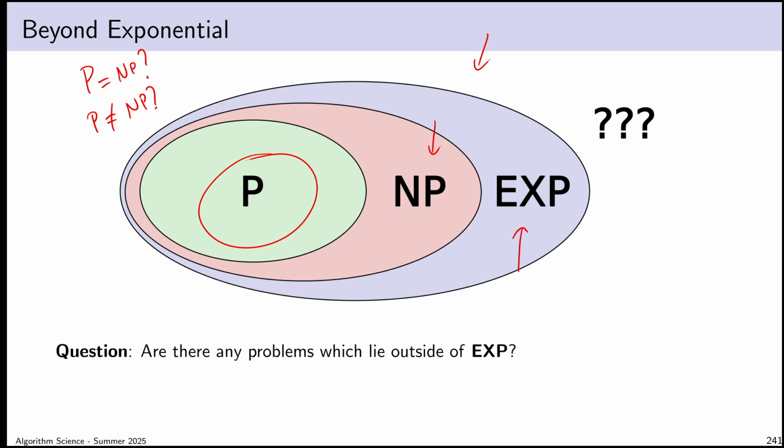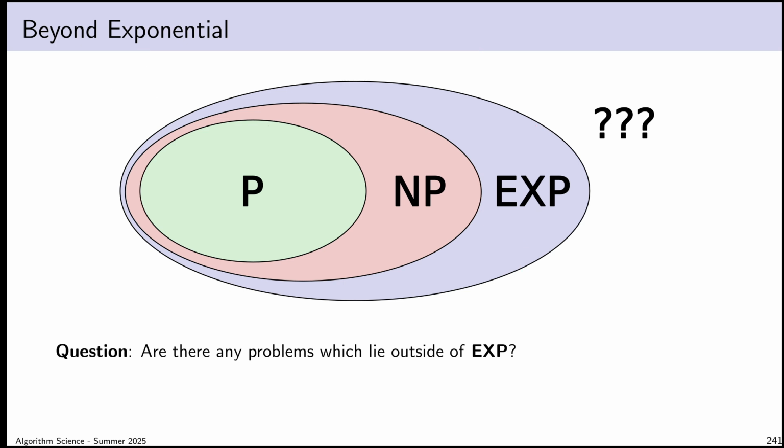We also know that there's this class EXP of problems that can be solved in exponential time. And we know, for example, that checkers is in EXP. We don't necessarily know much else about the relationship between the problems in EXP and the problems in NP, for example. We know, of course, that if a problem is solvable in polynomial time, that it's easier than problems that require exponential time. But wait a minute.